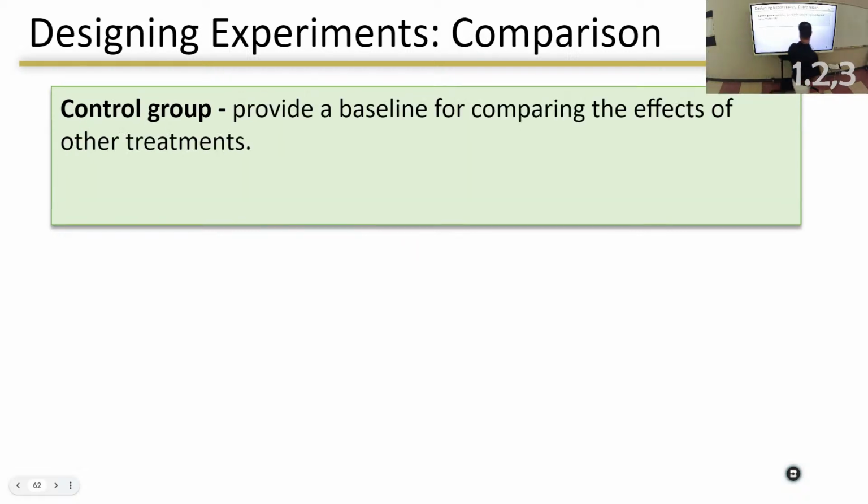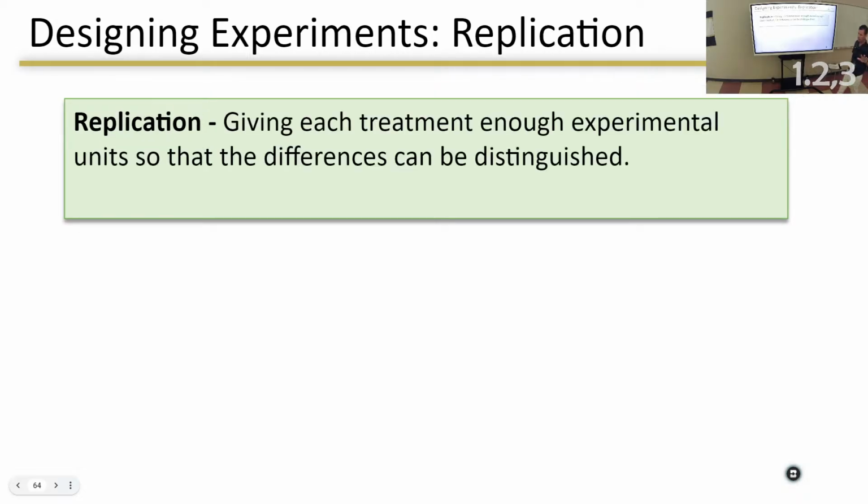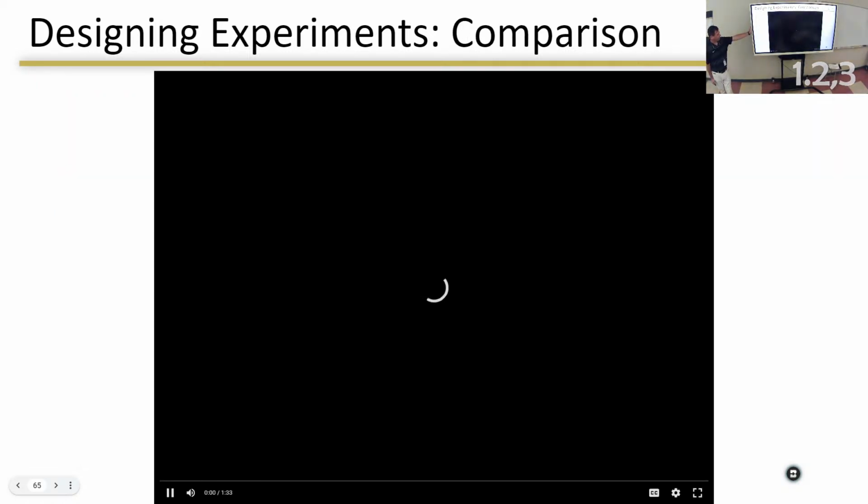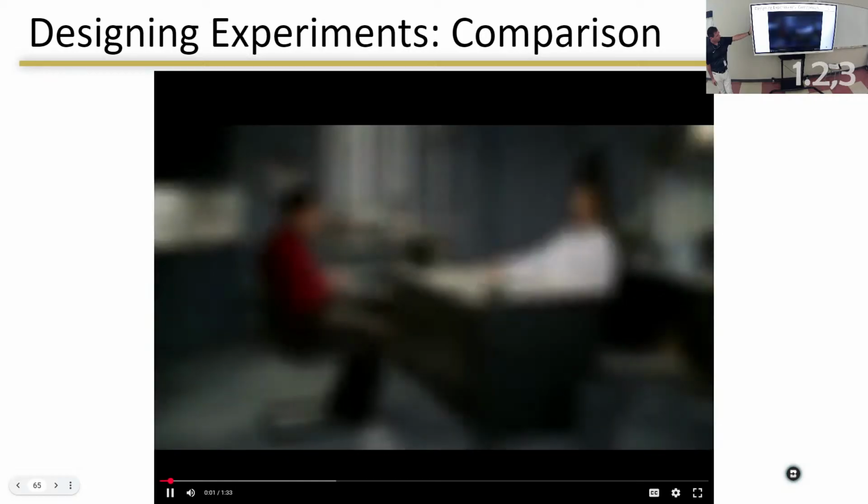I'm going a little too fast, I'm sorry. Control group, right? We got to have control. Got to have a baseline of somehow, some form, some fashion, and we got to have replication. Giving each treatment enough experimental units so we can tell the differences. If one tree is growing more, I don't think that's enough. I need to have more, right? How much? Well, we just need to replicate it.